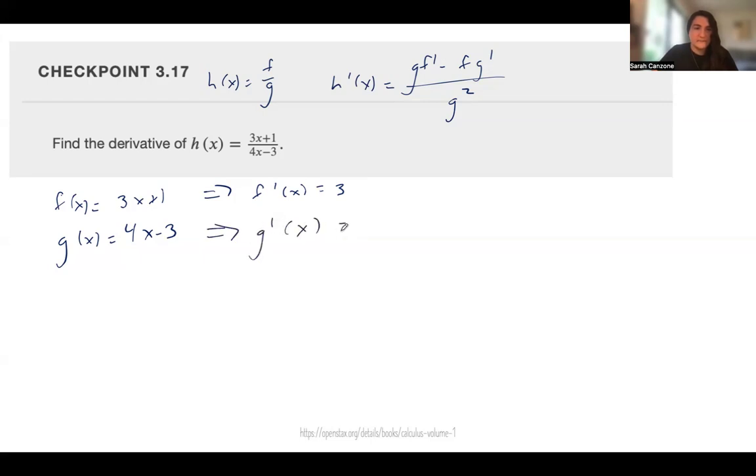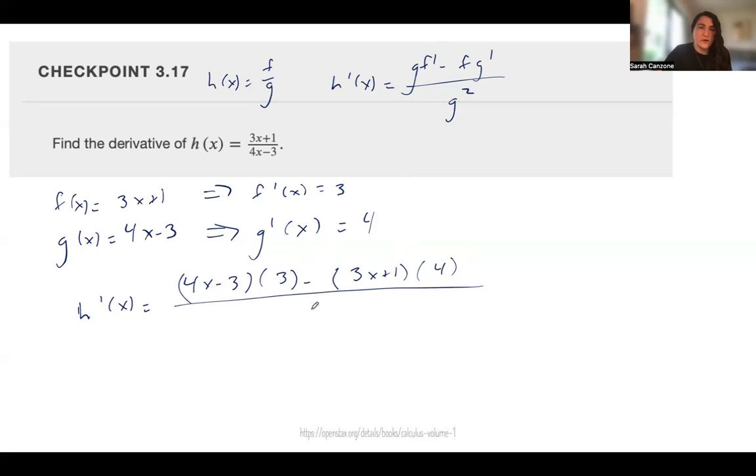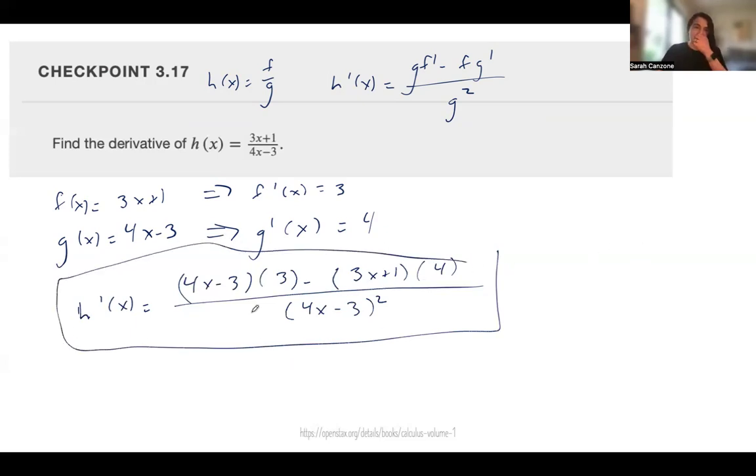Now for the derivative of g, we have the same type of situation that we had before. 4x minus 3, well, the derivative of 4x is just 4, and the derivative of minus 3 is just 0 because it's a constant. So now we can plug right into our formula, and we can say h prime of x equals g, which we defined as 4x minus 3, times f prime, which is just 3, minus f, which we defined as 3x plus 1, times g prime, which we said was just 4, over our entire denominator, which is 4x minus 3, quantity squared. And again, this is just your answer. We are not going to simplify that.